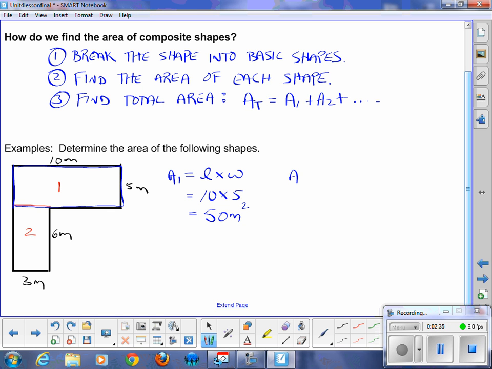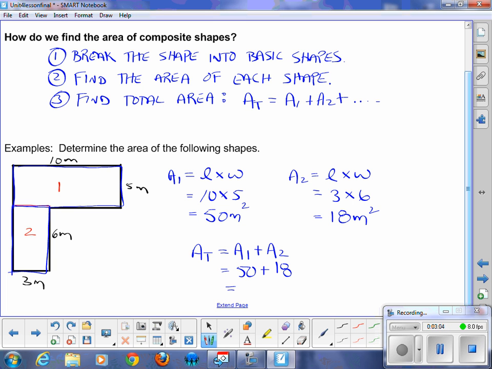Area 2. What is that shape? So we're identifying that one. Well, it looks like a rectangle as well. A rectangle is length times width. So that's going to be 3 times 6. So there we have 18 meters squared. So the last step then is to find area total. And area total is your first area plus second area. So 50 plus 18, so 68 square meters.